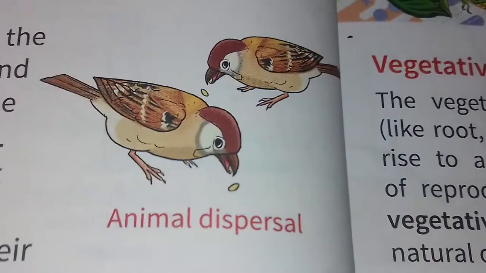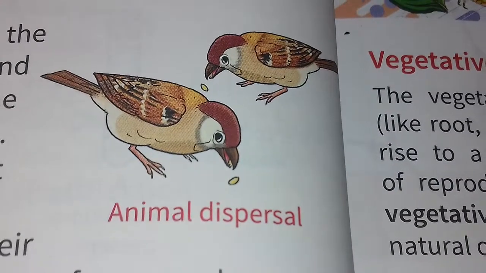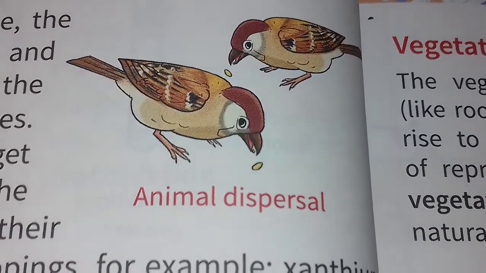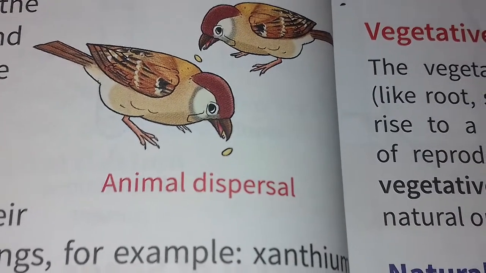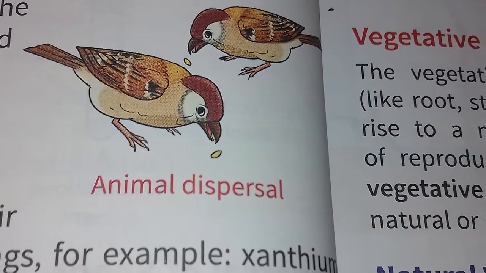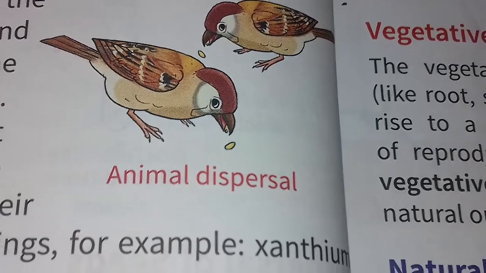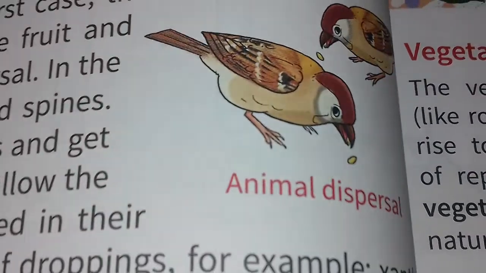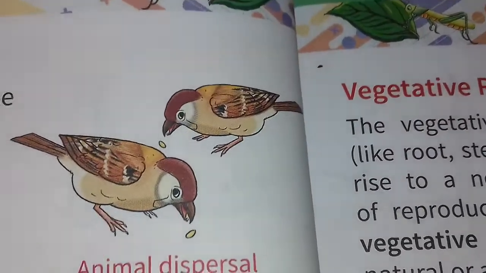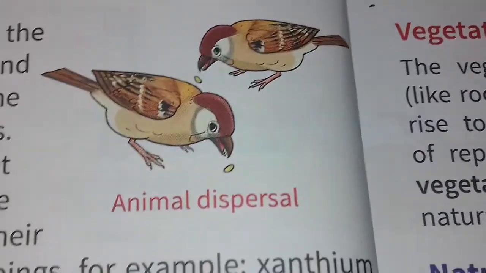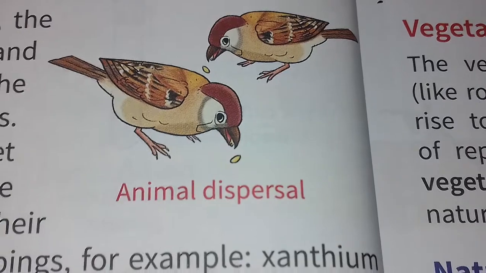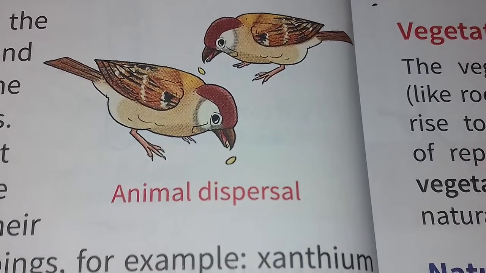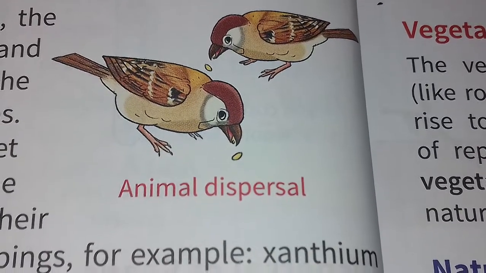Dispersal by animals. Brightly colored fruits and berries are fleshy inside. This type of fruits are fleshy. And these fruits and berries have hard seeds. Under the fleshy covering, inside it, there are hard seeds. These hard seeds are dispersed by animals.